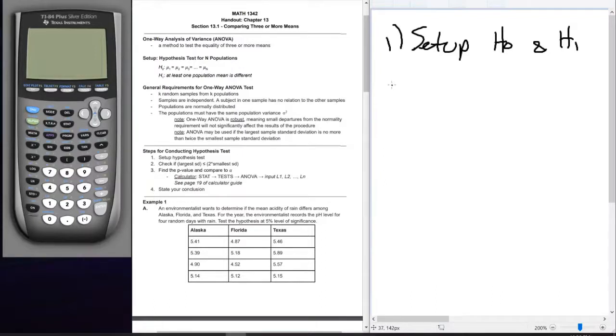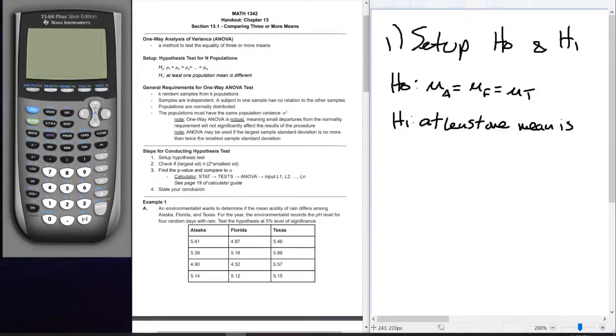So what we want to test is if the mean acidity is equal for each of these 3 different populations. And that's what the null hypothesis says, that the mean acidity for Alaska is equal to the mean acidity of Florida is equal to the mean acidity of Texas. For the alternative, recall that this will be set in stone for this section. At least one mean is different. Here again, no need to look for keywords like we did in chapter 10.